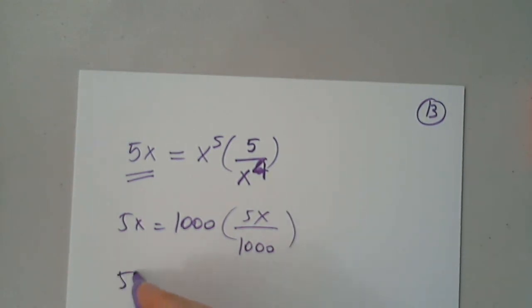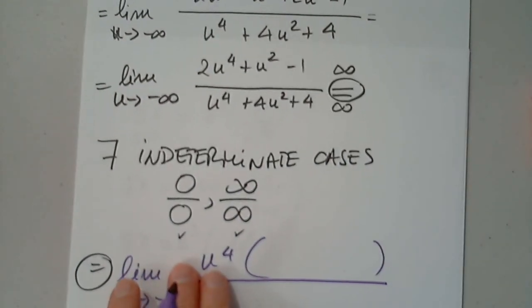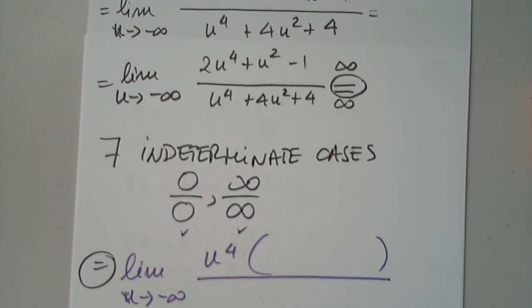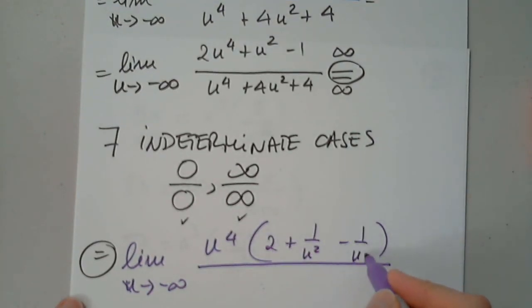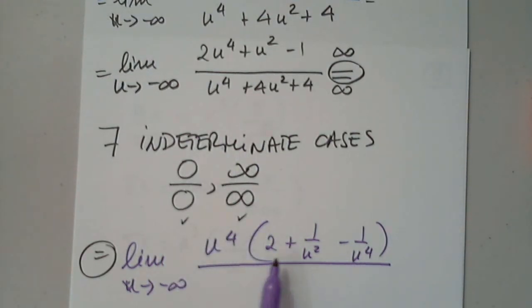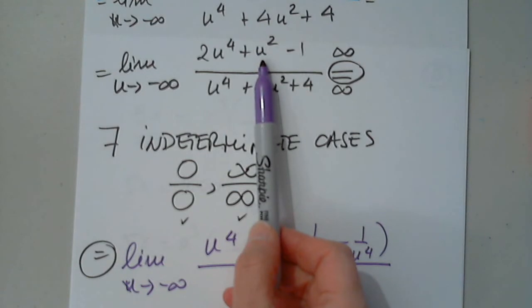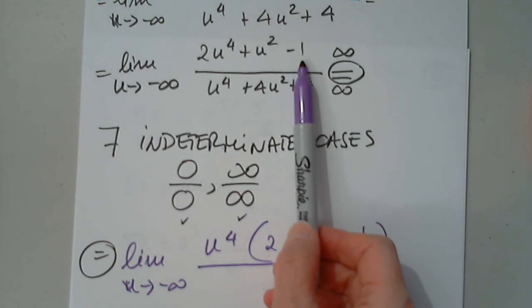I can factor out from 5x a to the 3rd, as long as I have in parentheses 5x over a to the 3rd. I can do whatever I want. Exactly what we're going to do here. We're factoring out the degree. As long as I write 2 plus 1 over u squared minus 1 over u to the 4th, I'm fine. Let's check. U to the 4th times 2, that's correct. U to the 4th simplifies with u squared, I have u squared. And negative 1 over u to the 4th times u to the 4th, I get back negative 1.